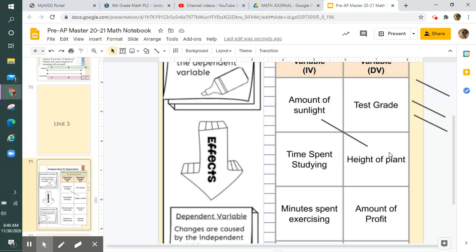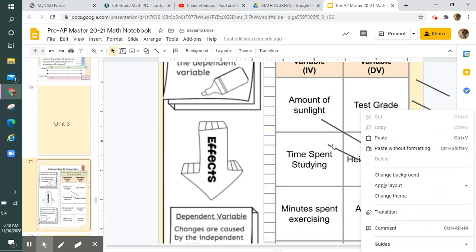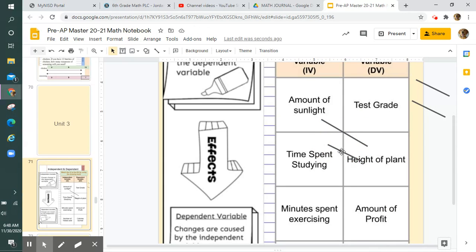Okay, the next one is the time you spend studying. Well, the time you spend studying goes along with the grade you get on a test. If you don't spend any time studying, you're probably not going to do very well on your test. If you spend hours and hours studying, then you're probably going to get a higher grade on your test. Especially in college, this is true. I remember spending hours and hours studying for tests in college, and then ones that I didn't spend very much time on, I usually didn't do very good on.